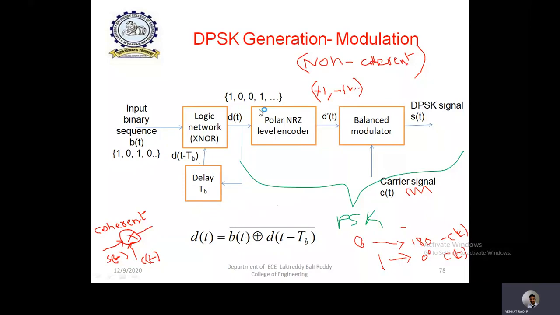Only after generation of this differential data, we directly apply it to the PSK process, so that the two phase changes can be easily observed. Here I'm not going into detail on PSK because we have already discussed the PSK process and the PSK lab experiment also. The same thing is happening here, but the only difference between DPSK and PSK is how to generate this differential data. That is the thing, right?